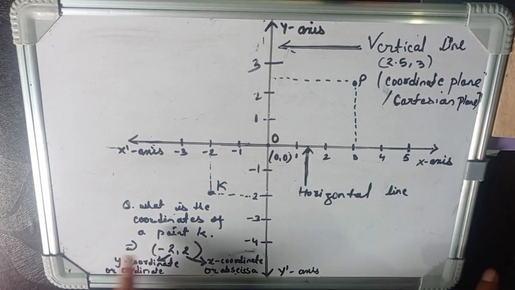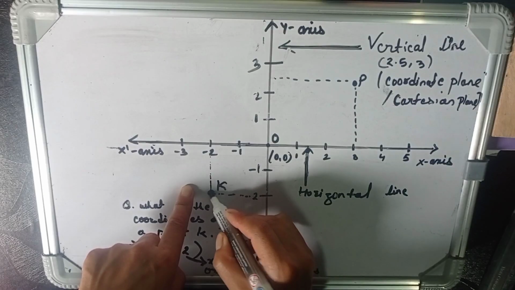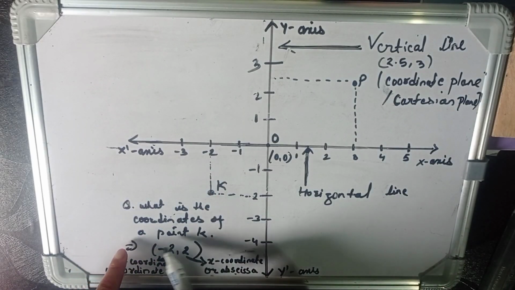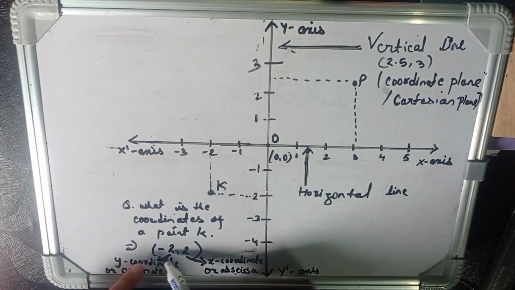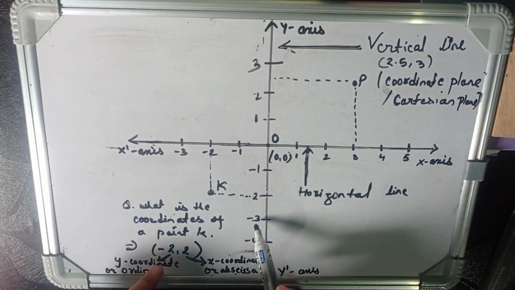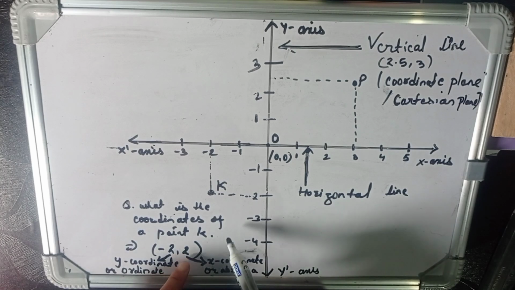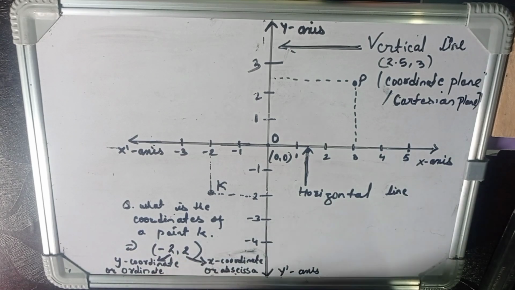Now here suppose I have also given one question: what are the coordinates of the point K? What will be its coordinates? So the answer is -2 and +2. The one with the y value is called the y coordinate, or ordinate, and the x value is called the x coordinate, or abscissa.